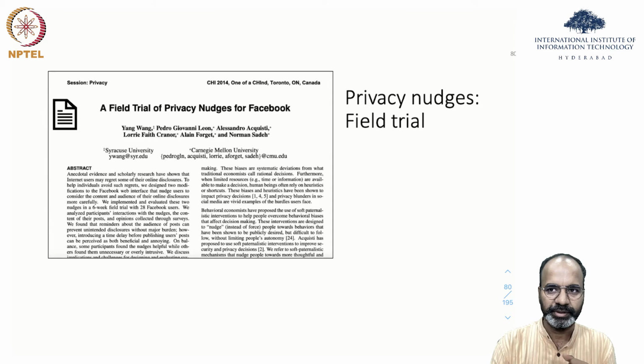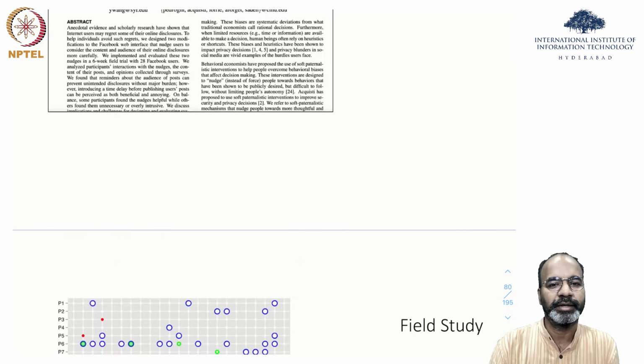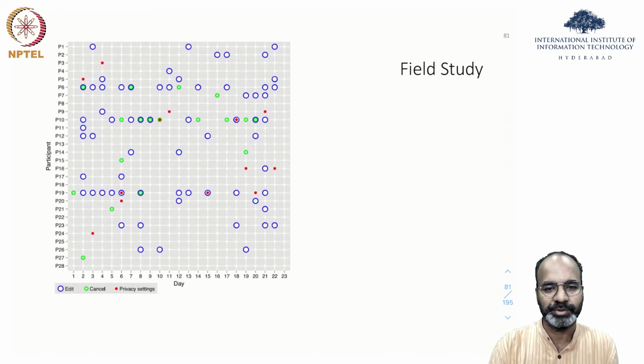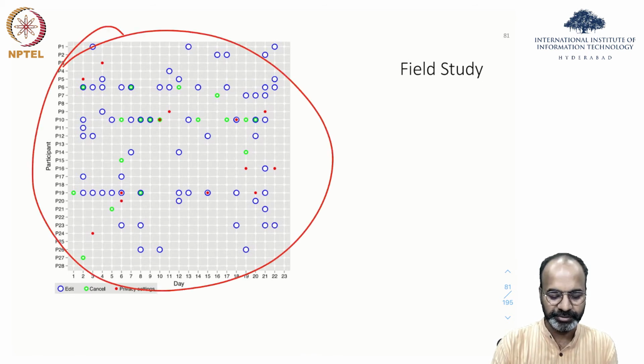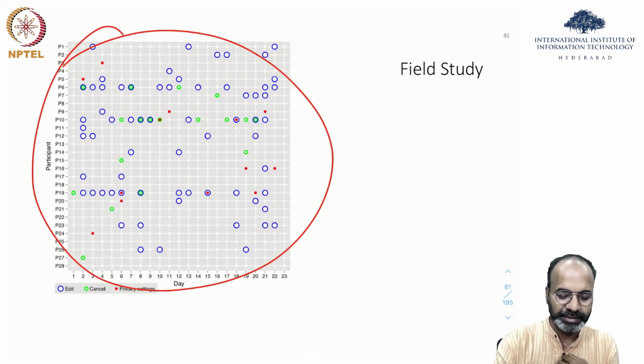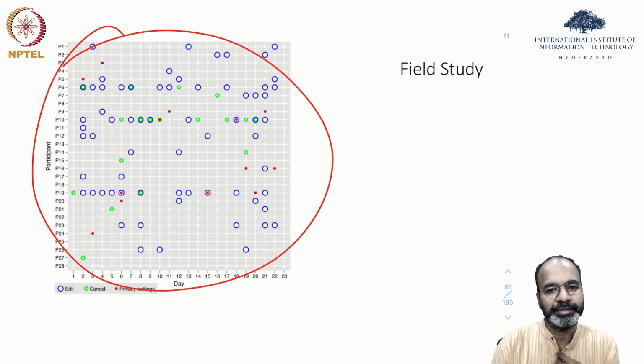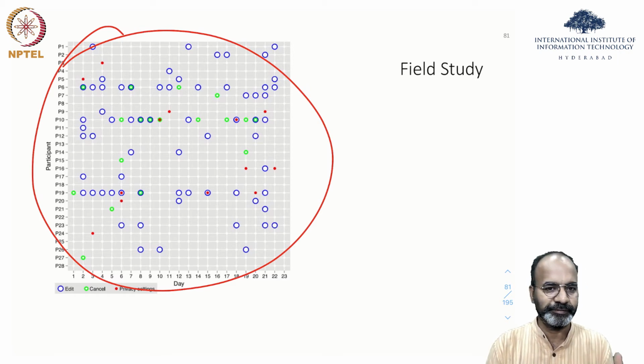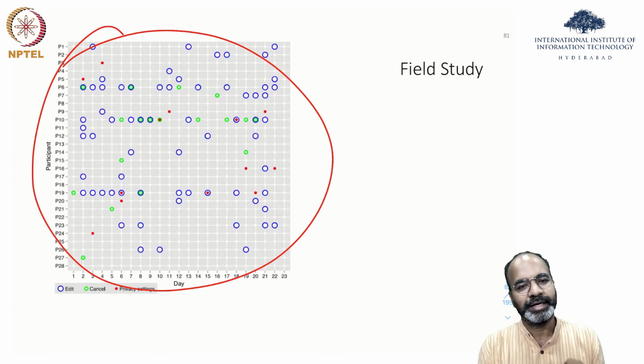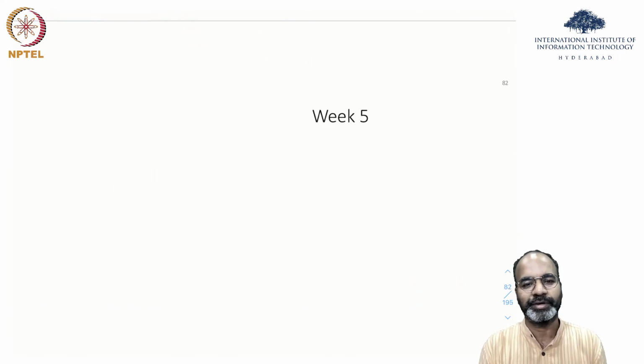Right, so that's the nudge paper. They did not do only a lab study, they also did a field study to show that these nudges actually help users make their choices better. So here, you can generally see that participants have gone and either edited their post, or canceled the post, or went back to privacy settings and edited the privacy settings, which is actually pretty nice, right? So if you can build technology for users to change their behavior, I think that's pretty cool.